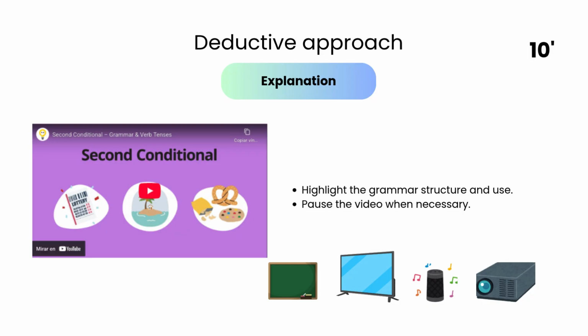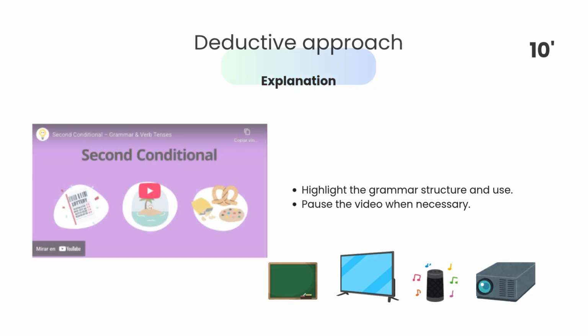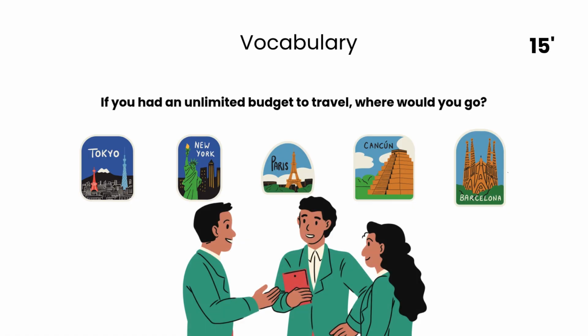Now you're gonna use it, all right, without making them realize that you're using it, and we're going to combine it with vocabulary. So the topic was also travel, right? Or you can talk about holidays if you want. So you're going to ask your students the following question: if you had an unlimited budget to travel, where would you go? And you can provide some examples.